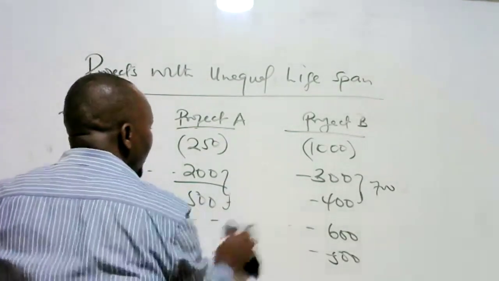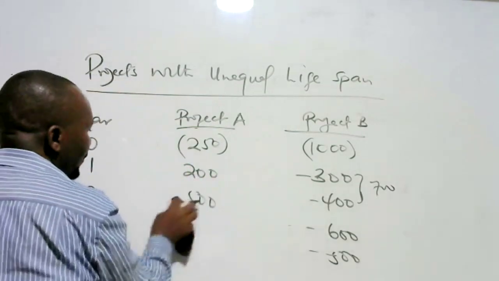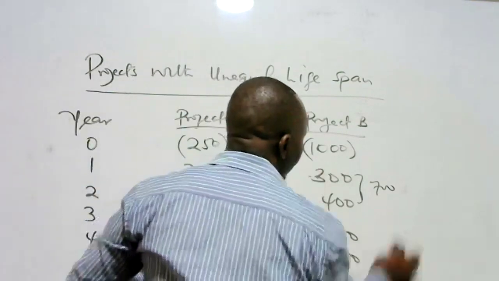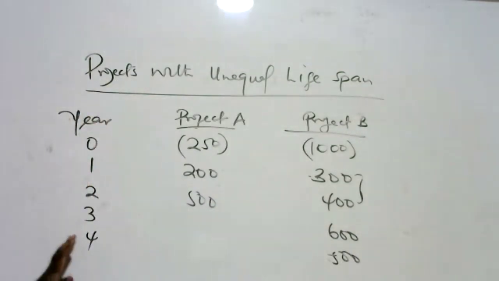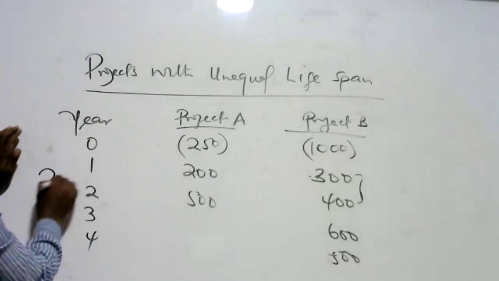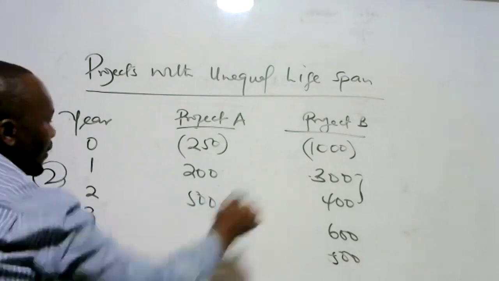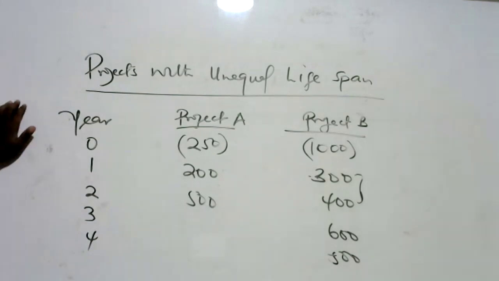Therefore, if the projects have an unequal lifespan, you need to get the LCM for the number of years. So this one is 2 years, this one is 4 years. You get the LCM for 2 and 4, so that you can extend them.